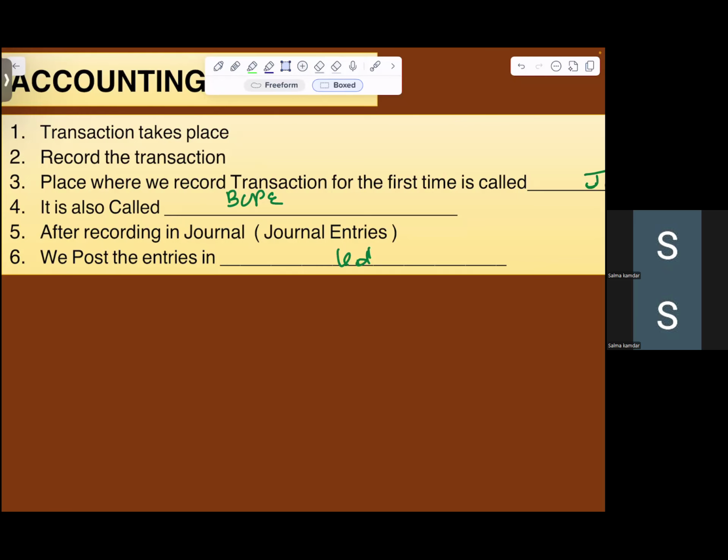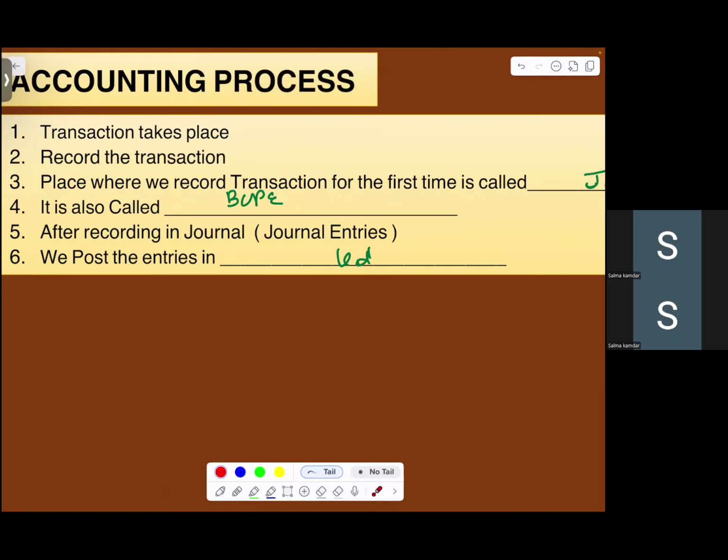So we are basically looking at the books of prime entry. When I'm looking at the books of prime entry, the first thing I need to know is the accounting process. How does the accounting process start? So first, a transaction takes place. Then I record the transactions. The place where I record my transaction for the very first time is called my books of prime entry. And the place where I record my transactions for the first time is called the journal.